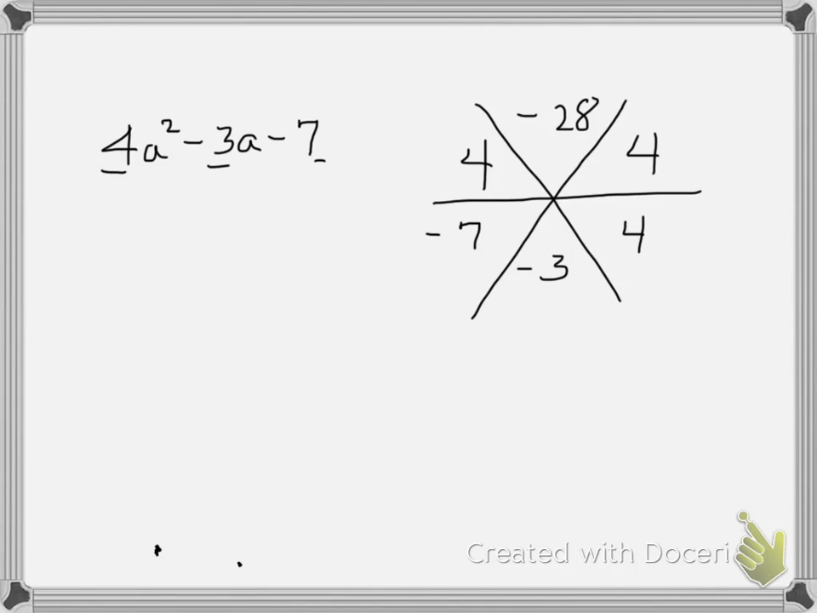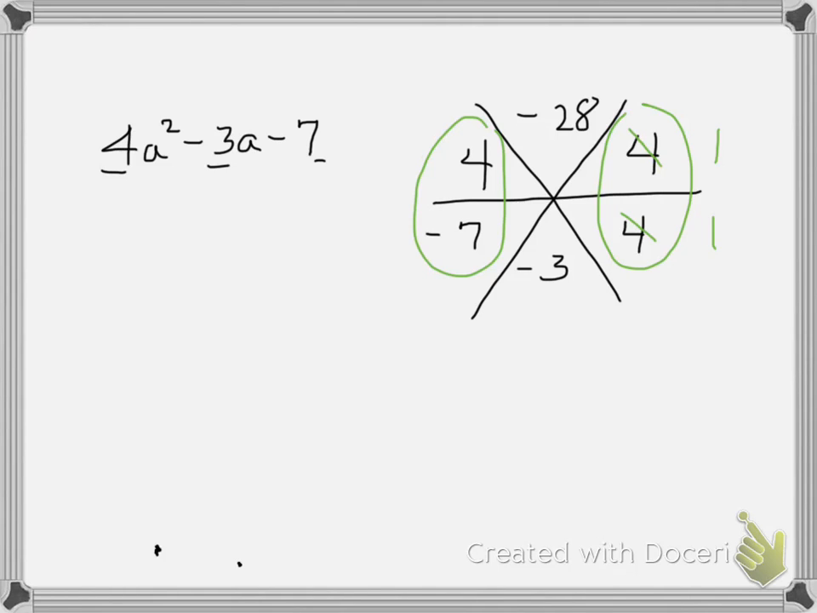And again, I go to that kind of strange step of looking at the left and the right, seeing if there are any common factors. There's none on the left, so I'm going to leave it like that. Common factor on the right is 4. I'm going to divide each of those by 4. 4 divided by 4 is 1, and 4 divided by 4 is 1.